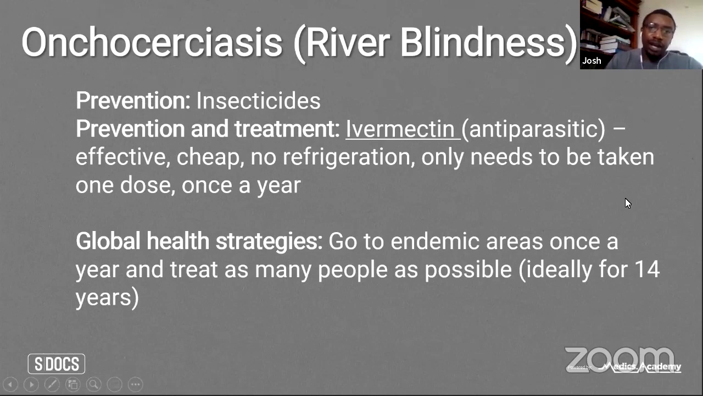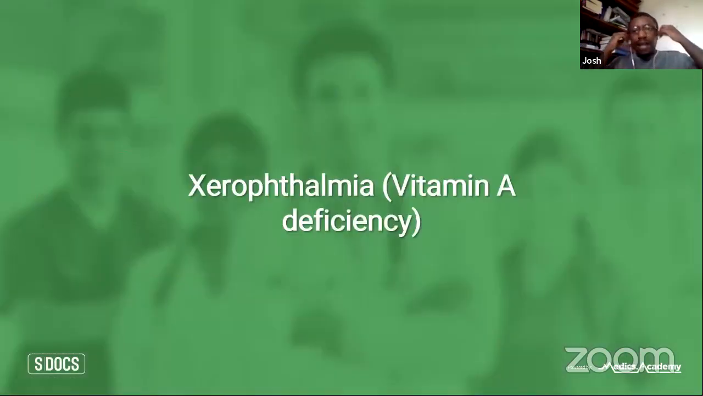So that is onchocerciasis. For the next condition I'll talk about, xerophthalmia is the name of this condition, and it is a subset of vitamin A deficiency. So we'll go into this now.